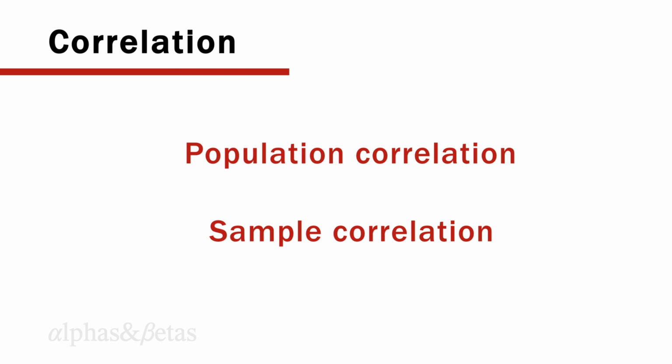You can calculate either the population correlation or the sample correlation. You should calculate the population correlation when the data set represents an entire population. You should calculate the sample correlation when the data set represents a sample from the population.